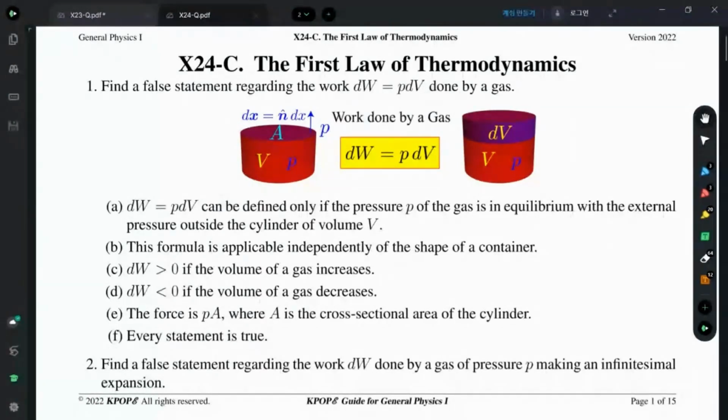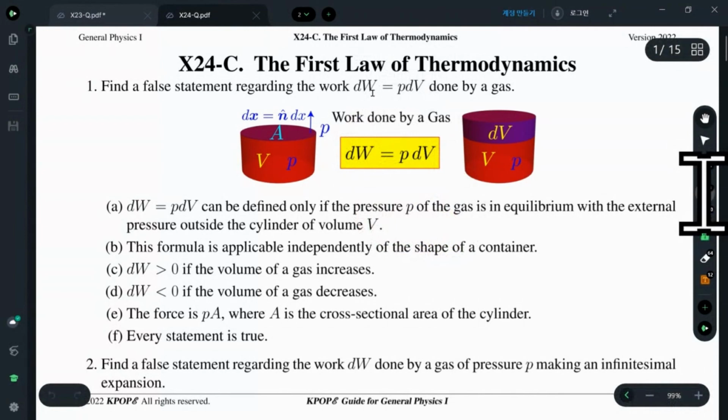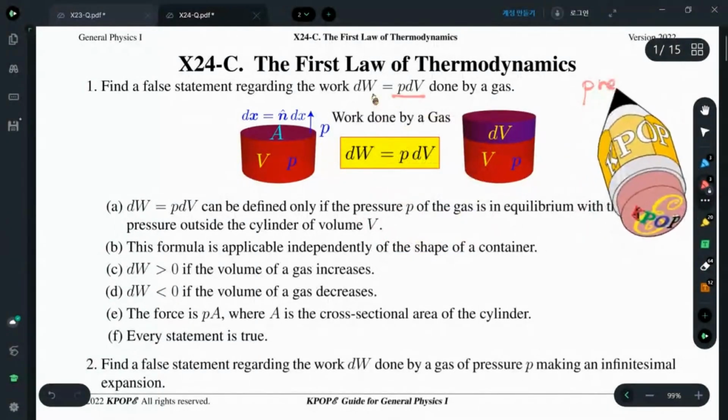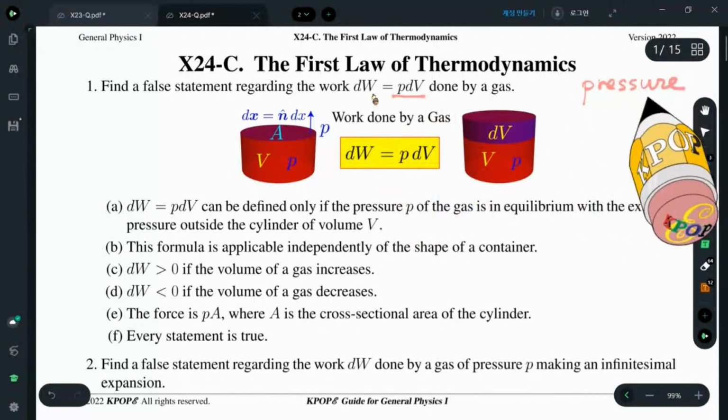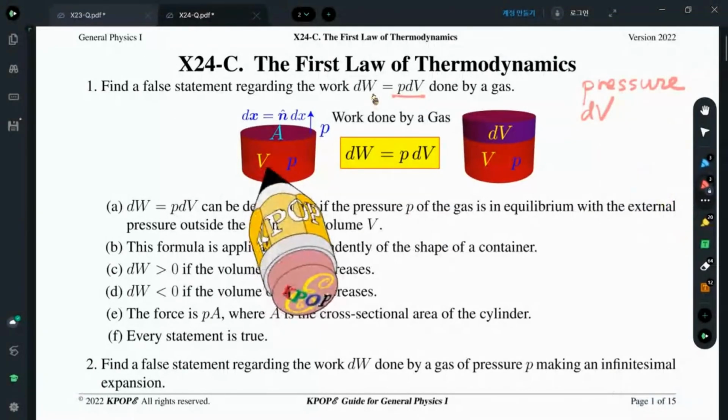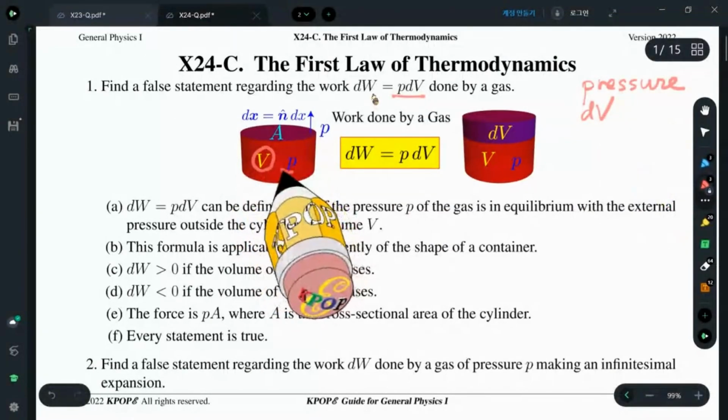Today we study the first law of thermodynamics. It is a conservation of energy, including heat energy. Find the full statement regarding the work: dW equals PdV. P is pressure. dV is a change in volume. This is the original volume, pressure.